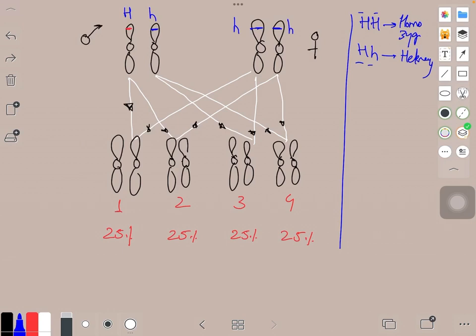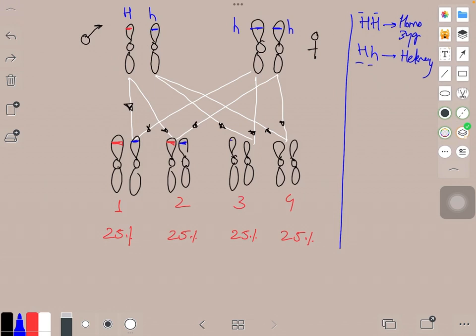Let's give them the disease. From here he got the disease, this part, and for the second part he does not have the disease because he got it from the mother. In the second possibility, again he got the affected part of the gene from the father, and from the mother's part he did not get it.